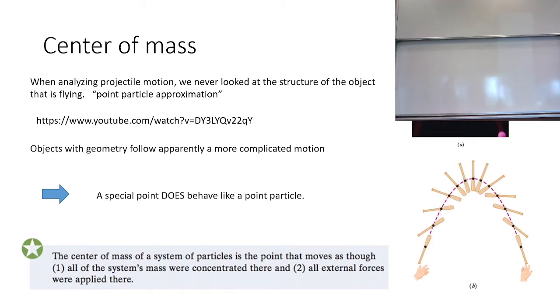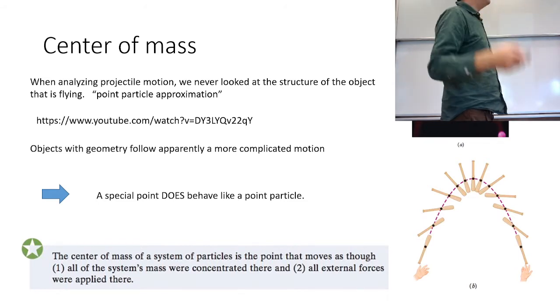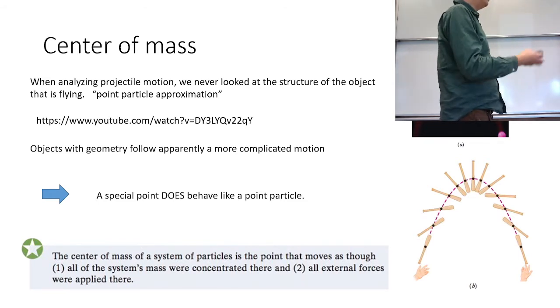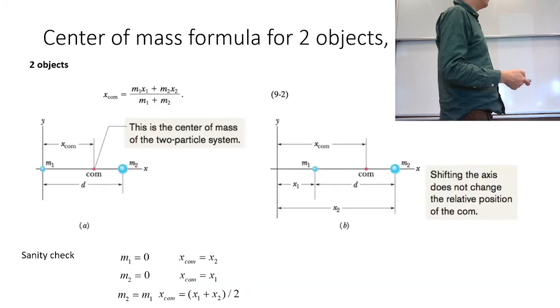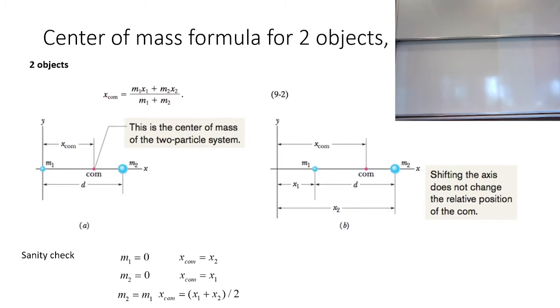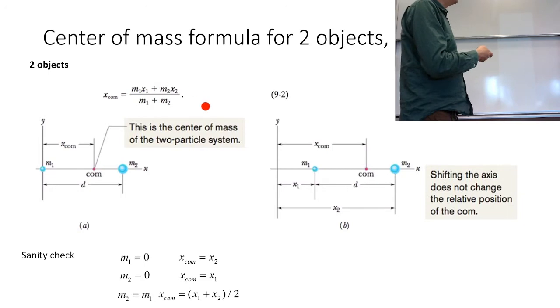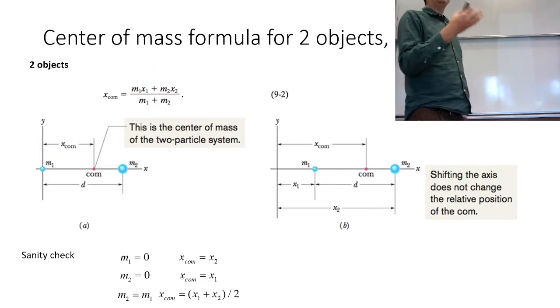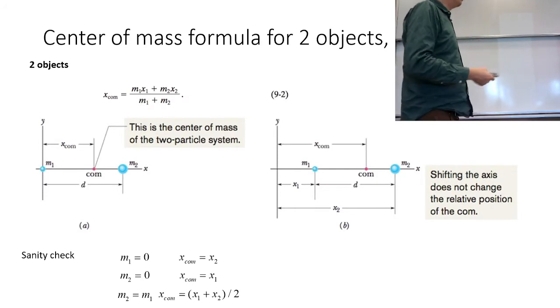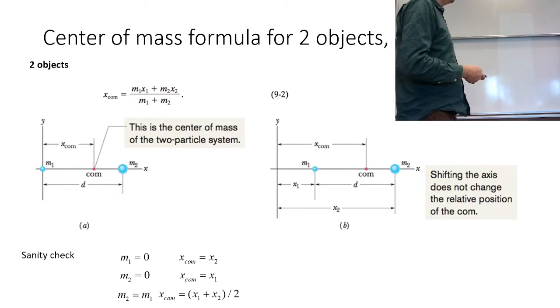So you can idealize the whole system as a point, and it would move exactly according to the equations that we've been working with so far. The way you work out this special point is according to this formula for two particles. If you've got two masses, you take a weighted average, basically. If one is heavier than the other, you weight the positions and then divide by the total mass.